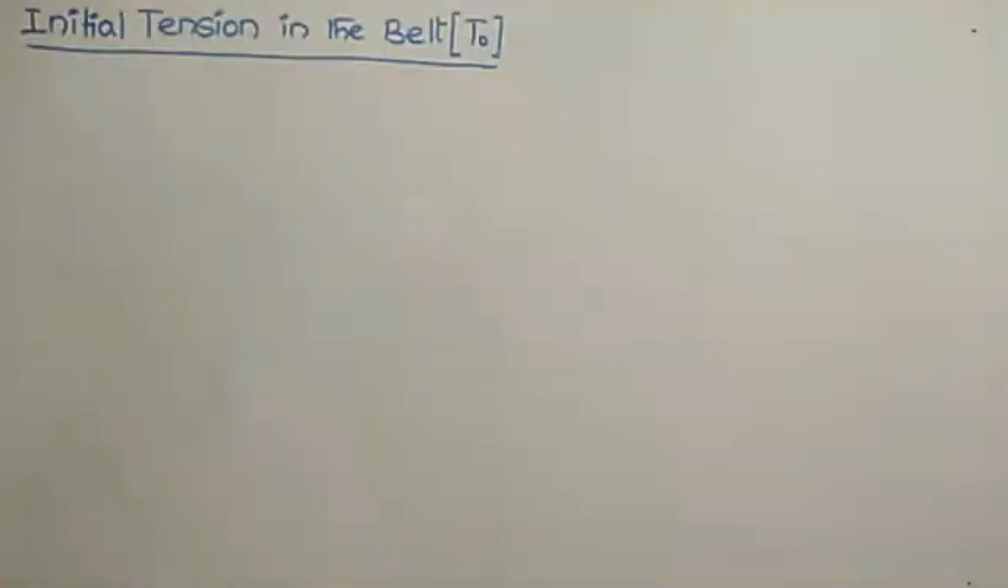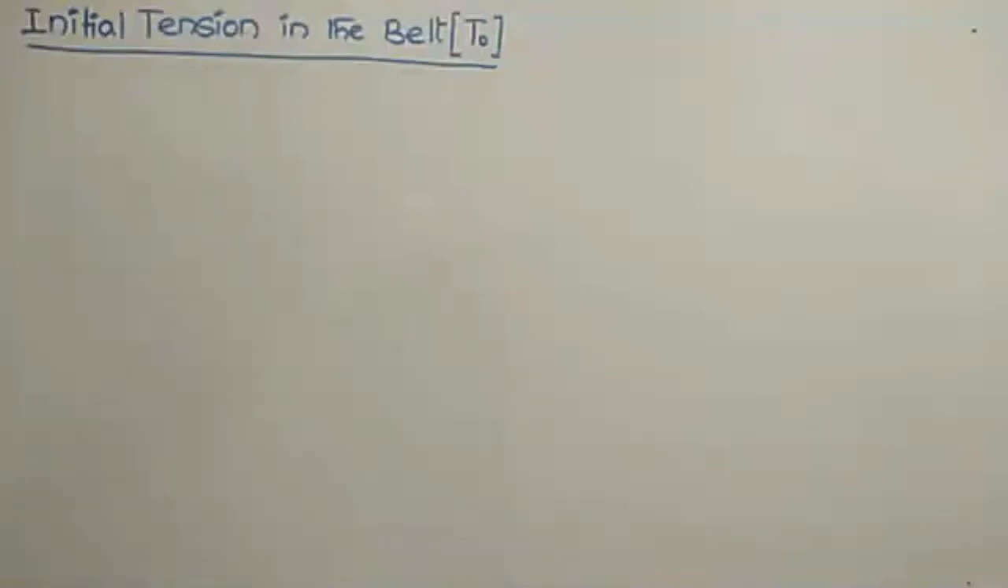So once again, the initial tension in the belt is defined as the tension developed in the belt due to its tightening to increase the frictional grip. Now when the driving pulley starts its movement, it pulls the belt from the driven pulley and delivers it to the other side. The side from which the driving pulley pulls the belt is called the tight side, and the delivery side is called the slack side.